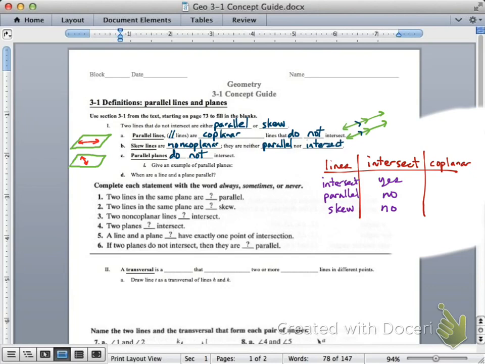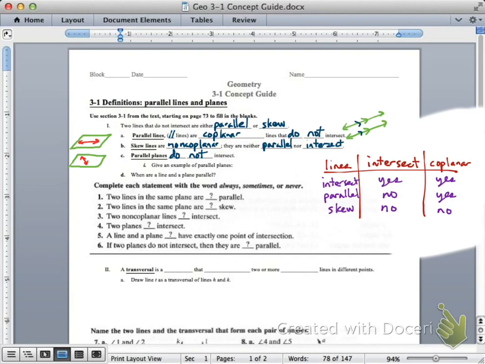And then there's whether or not lines are coplanar. Are intersecting lines coplanar? Yes, they are. Two lines that intersect are in a plane. Are parallel lines coplanar? Yes, they are. Are skew lines coplanar? No, they are not. So the difference between parallel and skew is that parallel lines are coplanar, skew lines are not. And the difference between intersecting lines and the other two is whether or not they intersect.